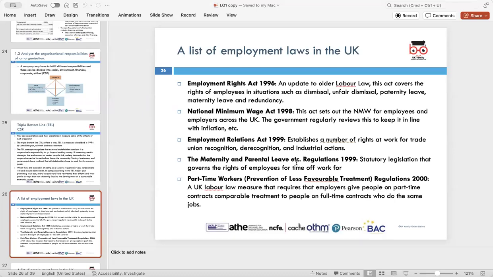Among other things, these regulations of 1999 are a piece of statutory legislation that govern the right of employees to take time off work. For part-time workers, this legislation is aimed at preventing less favorable treatment.